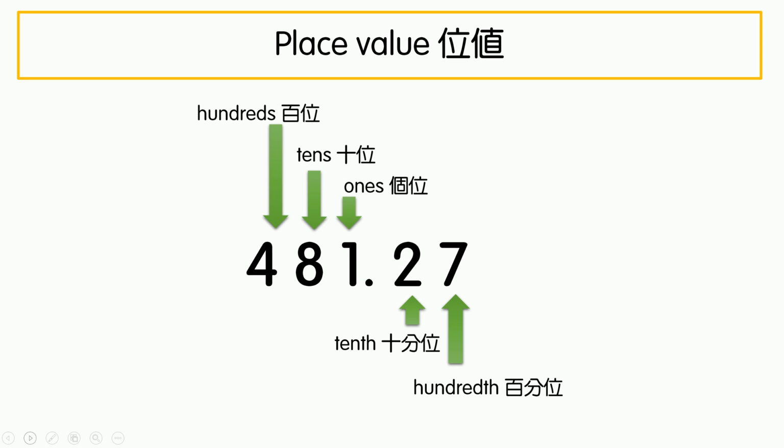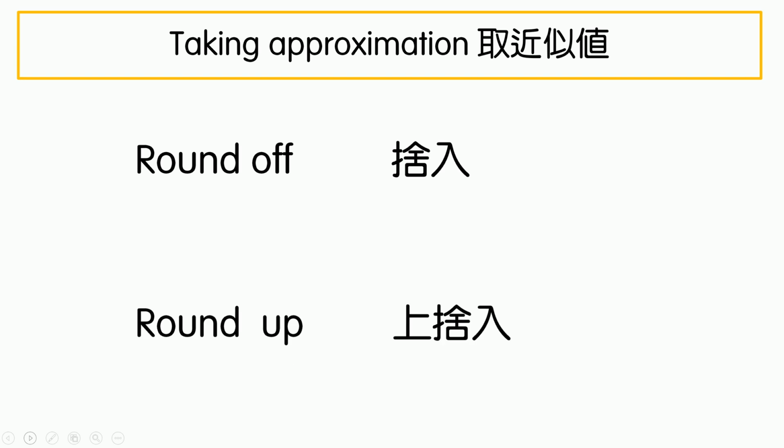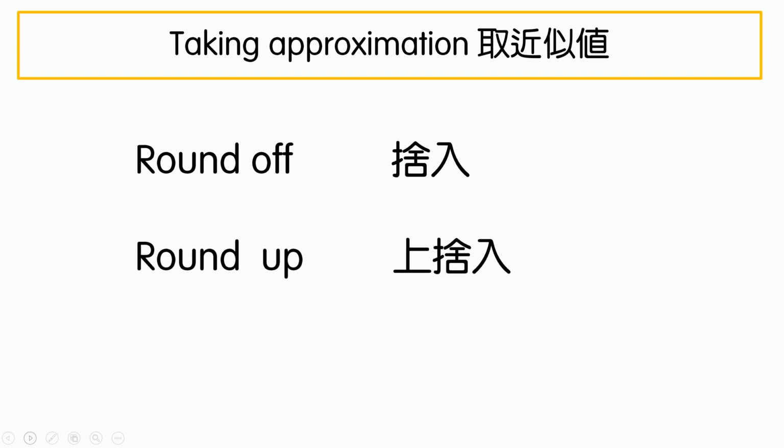Sometimes we will group the numbers after the decimal point. In this example, we can group these two numbers and say it as two decimal places. Then, how to take an approximation of a number? Actually, there are three ways. First of all is round off, second one is round up, and the last one is round down.